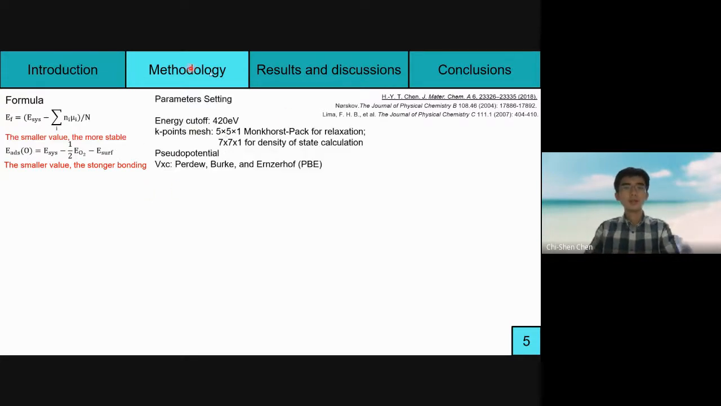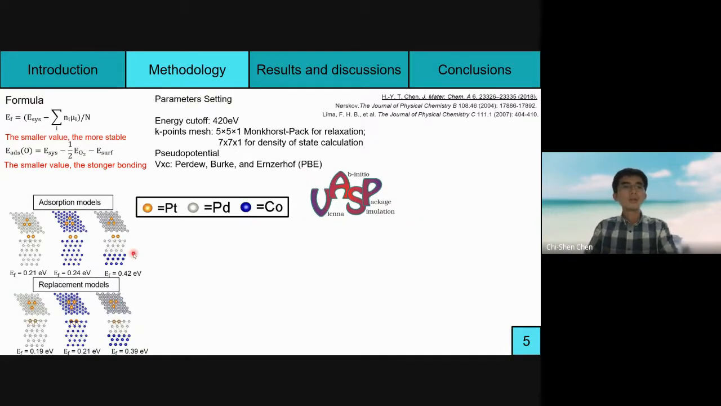Here are the parameter settings. We use PBE as our exchange correlation functional. The software we use is VASP. We use ideal single-state models to mimic the nanoparticles. And there are two types of models. One is adsorption models, and the other is the replacement models.